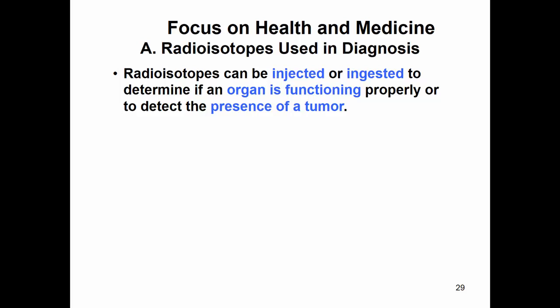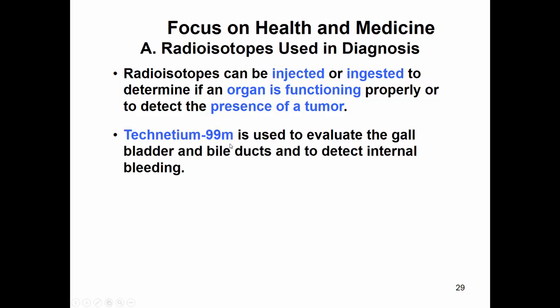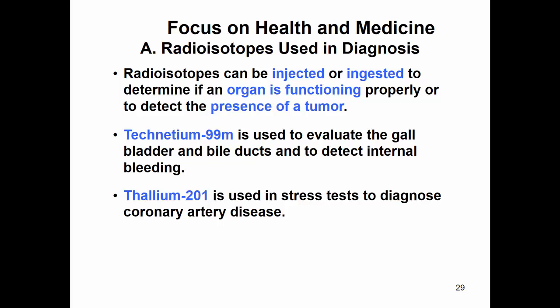This is often why, when you try to kill cancer cells or diseases, there are side effects, right? Hair loss and nausea and things like that. You can take a radioactive isotope. An example is technetium-99. It's used to evaluate the gallbladder and the bile ducts and detect internal bleeding. Another example is thallium-201. Iodine-131 is also an example.